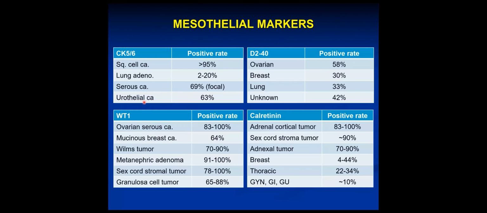Indeed, none of those individual mesothelial markers are entirely specific. For example, CK5/6, we know they are positive in squamous cell carcinoma and urothelial carcinoma. WT1 is widely expressed, for example, in serous carcinoma, Wilms tumor, sex-cord stromal tumor, and goes on and on. Keratin, I would just mention, is positive in cortical tumor, sex-cord stromal tumor, adnexal tumor, etc.